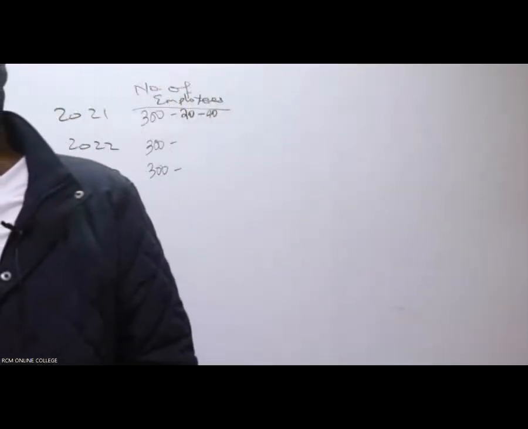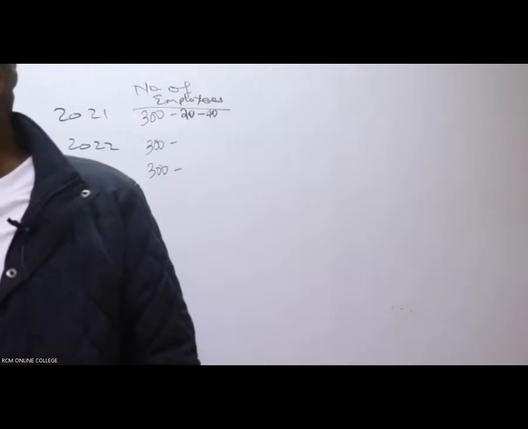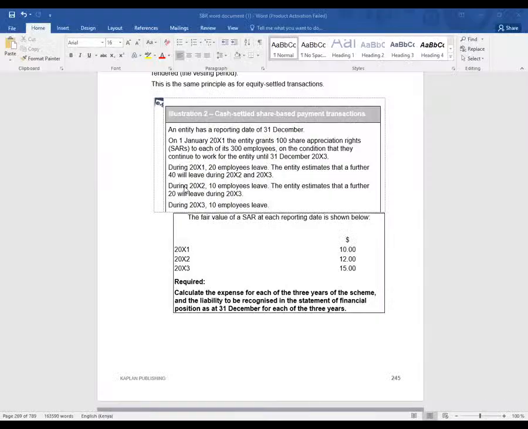So in 2022, what do we have here? In 2022, we are beginning with 300, remember. But you're told that during 2022, 10 employees are leaving. And then the entity estimates that a further 20 will leave in 2023. Remember, these are 10 employees leaving in 2022, and the 20 will leave in 2023. But we want the total number of employees who will leave in 3 years. Fortunately, you have told us how many will leave in 2022, how many will leave in 2023, and we know how many left us in 2021.